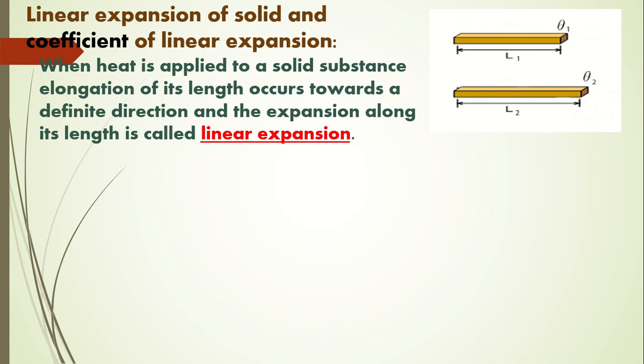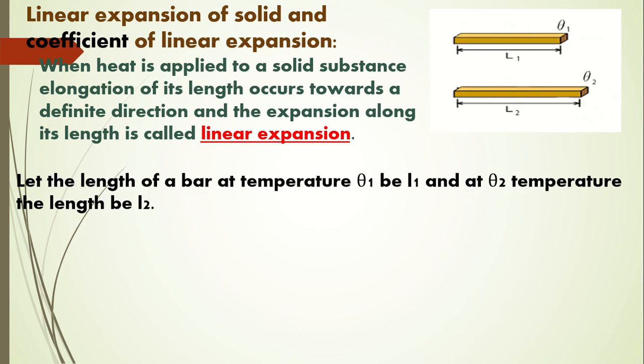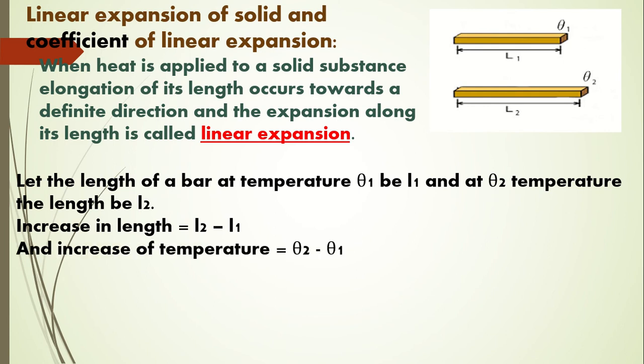Look in the figure, at theta 1 degree temperature, the initial length of the solid rod or solid bar is L1. As temperature increases to theta 2, then the length becomes L2. Now I will calculate the coefficient of linear expansion. So let the length of the bar at temperature theta 1 be L1 and at temperature theta 2 be L2. So increase in length is what? L2 minus L1. Look in the figure. And increase in temperature is theta 2 minus theta 1.